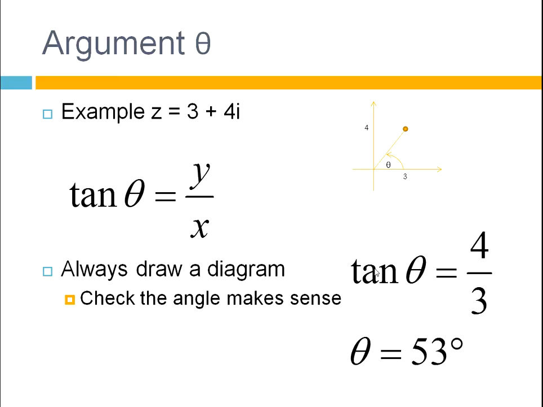You get tan theta equals 4 over 3. We take the inverse tangent. You get theta equals 53 degrees. Look back at the diagram. Does 53 degrees look like a reasonable angle? Obviously this is between 0 and 90. So 53 is quite possible.